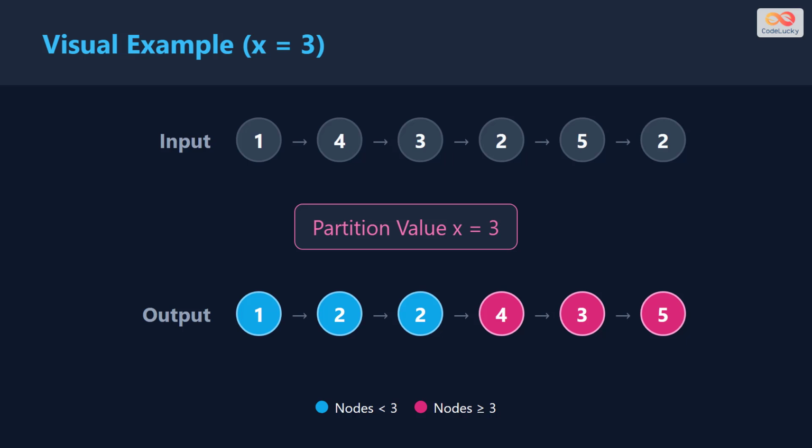Let's look at an example where x is 3. Our input list is 1, 4, 3, 2, 5, 2. We want to move all numbers smaller than 3 to the left side. So, the 1 and both 2's end up at the front. The numbers 4, 3, and 5 stay in their original relative order but are moved to the back. Notice how the two 2's did not swap places. That is what we mean by preserving relative order.